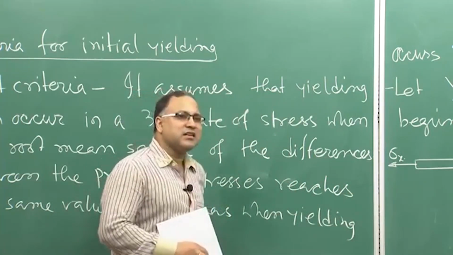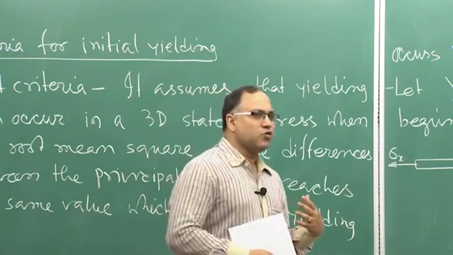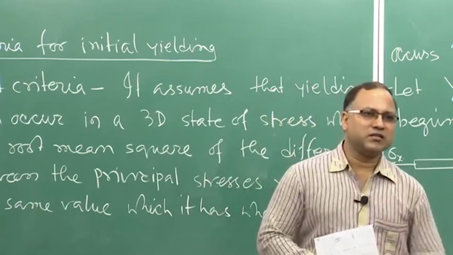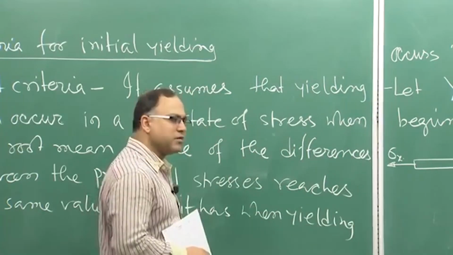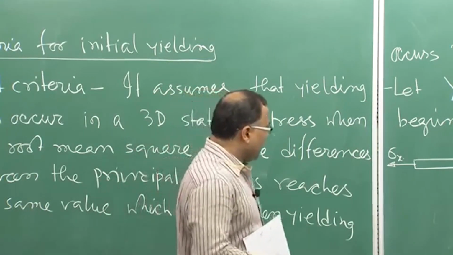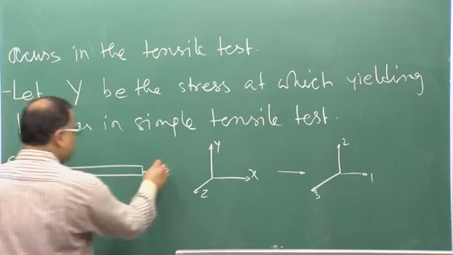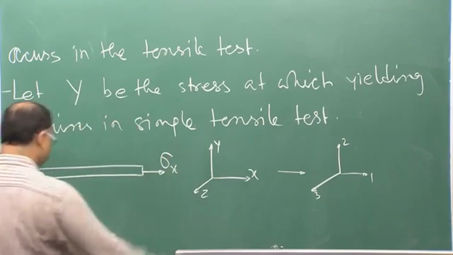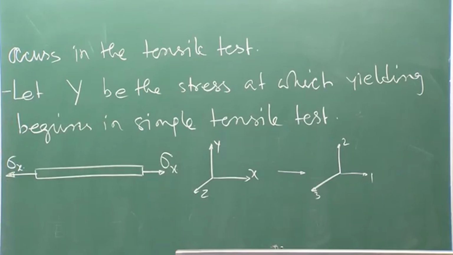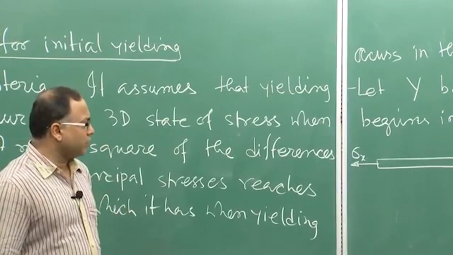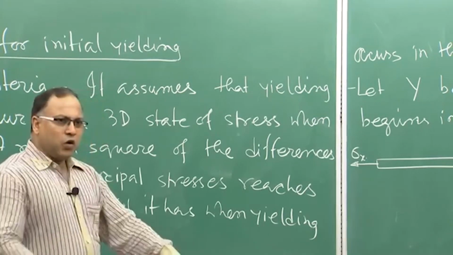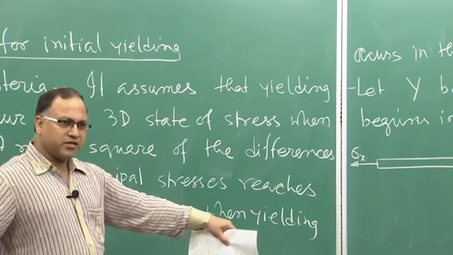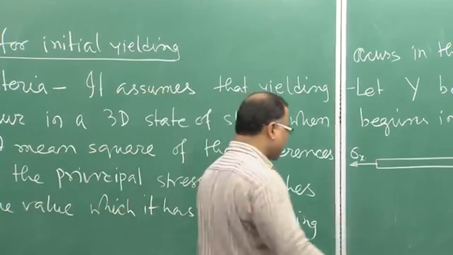It is not necessary that at all times axis 1 will follow the same direction as the x axis. Already we have seen that in different numerical problems as well as in our discussions. Anyway, this is the 1D tensile test we are performing on some material. So, we are applying only one directional stress, that is sigma x along the x direction.